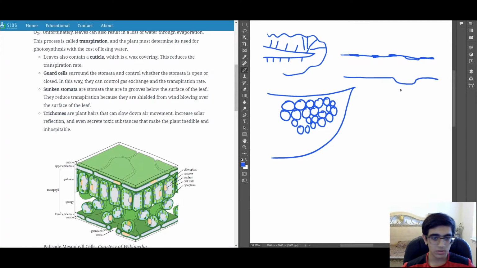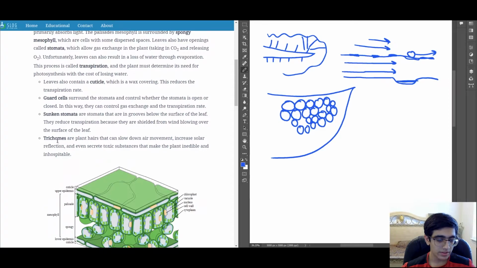So this is beneficial because any wind that blows over the surface of the leaf does not directly come in contact with the stomata, because the stomata is down here. In this case, however, when wind blows, it would take any of the water that would fly off with the wind. And trichomes, which we already said help with predators, can also slow down air movement and increase solar reflection, and as I said, they can secrete toxic substances that make the plant poisonous, so predators cannot eat the plant's leaves.